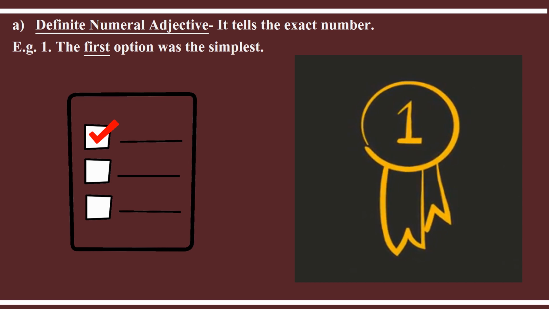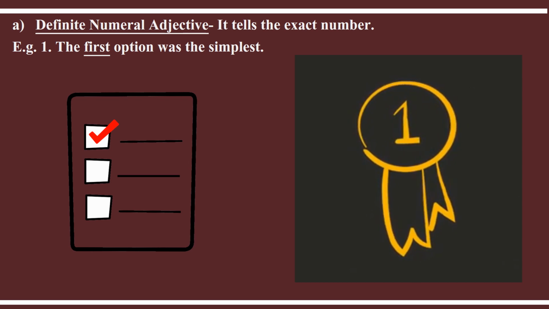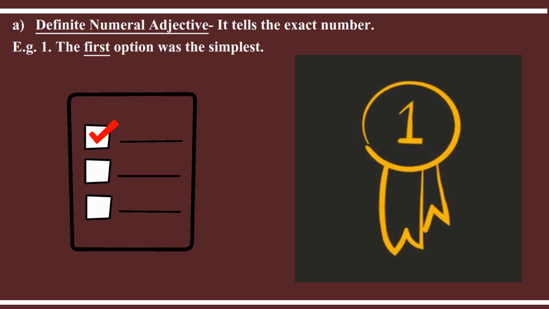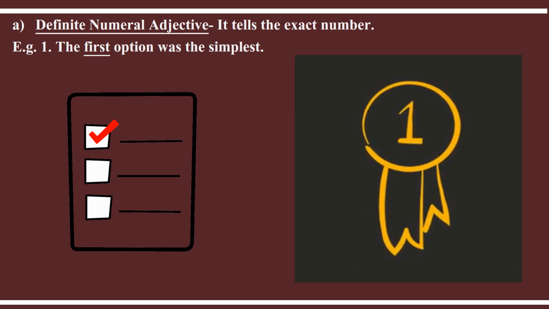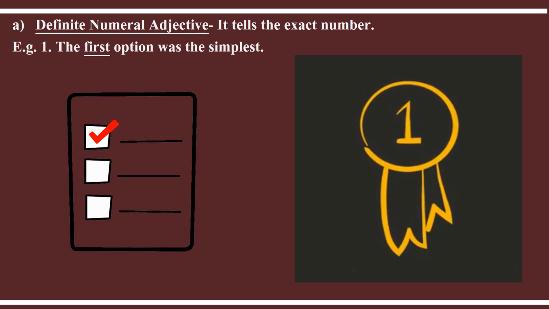Adjective of number can be classified into definite numeral adjective and indefinite numeral adjective. Definite numeral adjective. It is a type of adjective of number which tells the exact number. Example, the first option was the simplest. The word first is a definite numeral adjective.